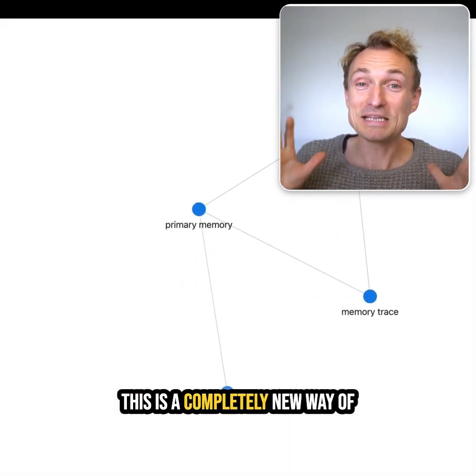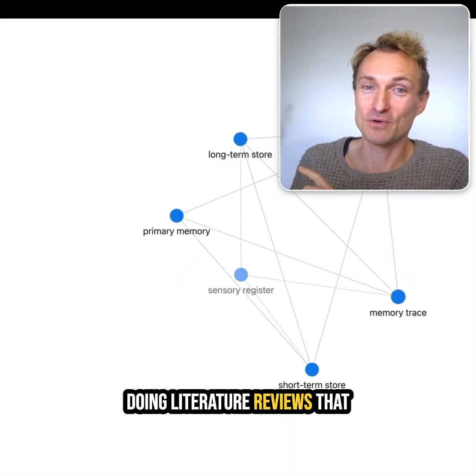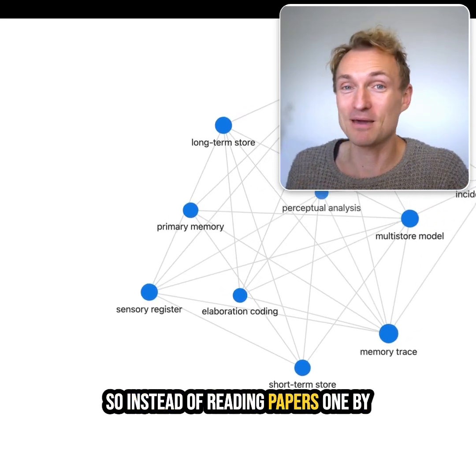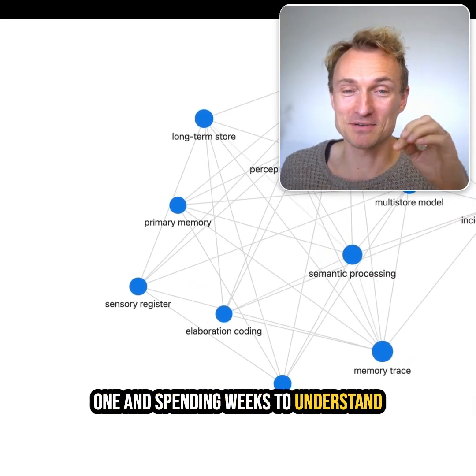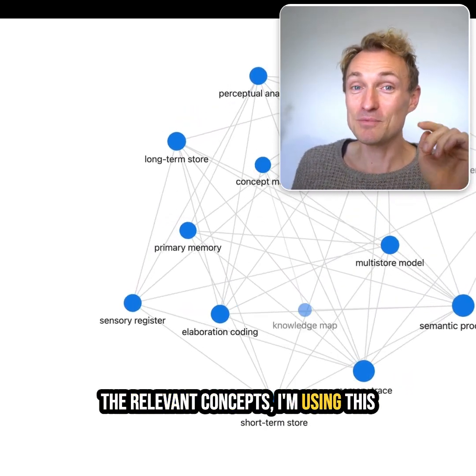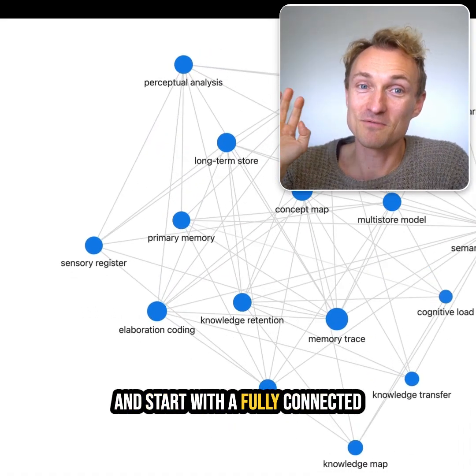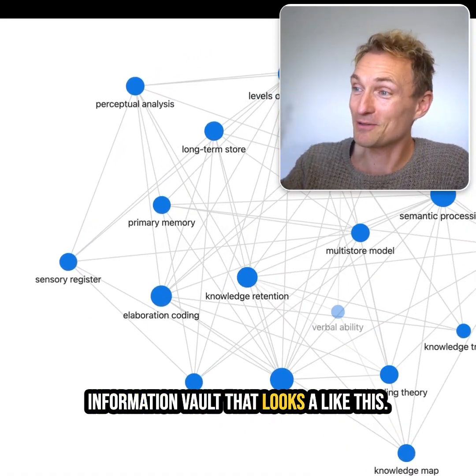This is a completely new way of doing literature reviews that starts from concepts, not papers. So instead of reading papers one by one and spending weeks to understand the relevant concepts, I'm using this AI skill to extract every concept and start with a fully connected information vault that looks like this.